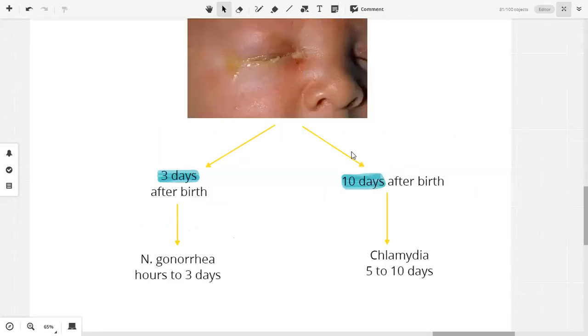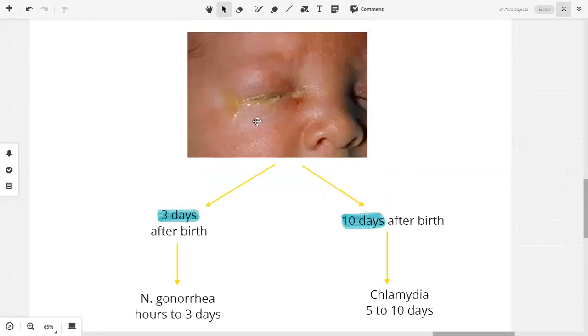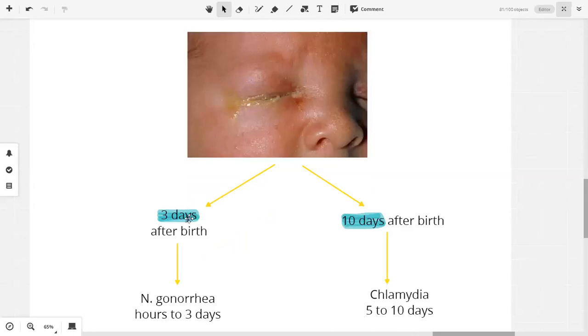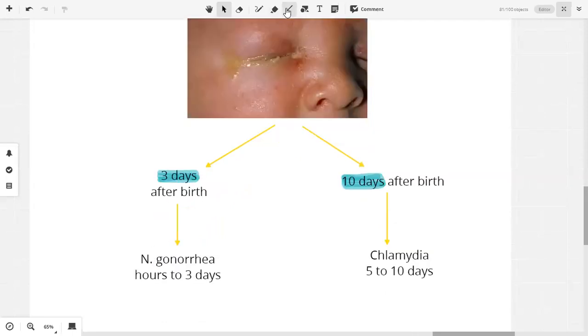So in a patient who has redness and mucopurulent or purulent conjunctival discharge, your diagnosis will be neonatal conjunctivitis or ophthalmia neonatorum. Now you have to see what the time of presentation is. If it's 3 days after birth, you will automatically go towards Neisseria gonorrhea. Why? Because it has a lesser incubation period. And if it's 10 days after birth or a week after birth, we know it's chlamydia. Why? Because it has a 5 to 10 day incubation period.